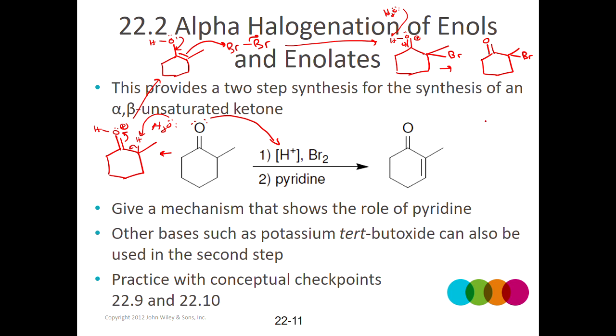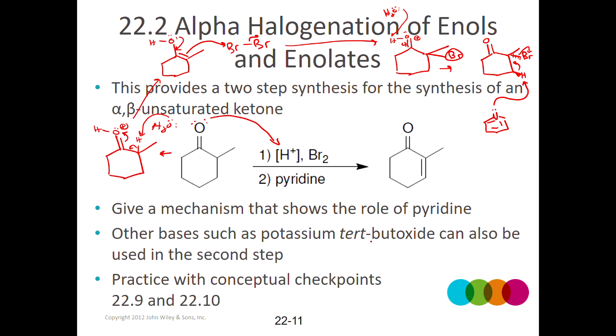The pyridine would be present to pick off this proton. So whichever of these protons is anti-periplanar to the leaving group, the pyridine would pick that off and kick out the leaving group. So the idea here is replacing a proton with a leaving group so that we can set up an E2 elimination reaction and form a pi bond. And we'll see later in the semester how these compounds are especially useful in syntheses.